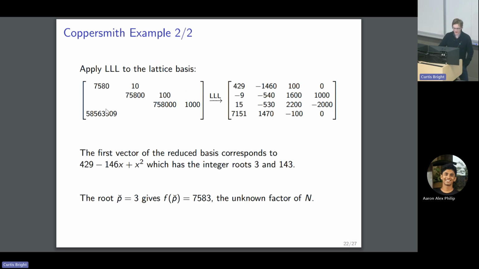So here's LLL. This is the lattice basis, the bad basis that you give to LLL. When you use LLL, this is the basis that you get. So it kind of smooths out the numbers, right? This actually consists of shorter vectors. The first vector corresponds to a polynomial shown here, which has 2 integer roots, 3 and 43. 43 is just a spurious root, doesn't help us, but 3 is the bits that we want. You plug 3 into your polynomial and you get the prime factor. Okay, so it's a very simple case with small numbers, but that is how Coppersmith works. It sets up a lattice, finds a short vector, and then finds the roots of that polynomial over the reals, which then gives us the roots mod P.